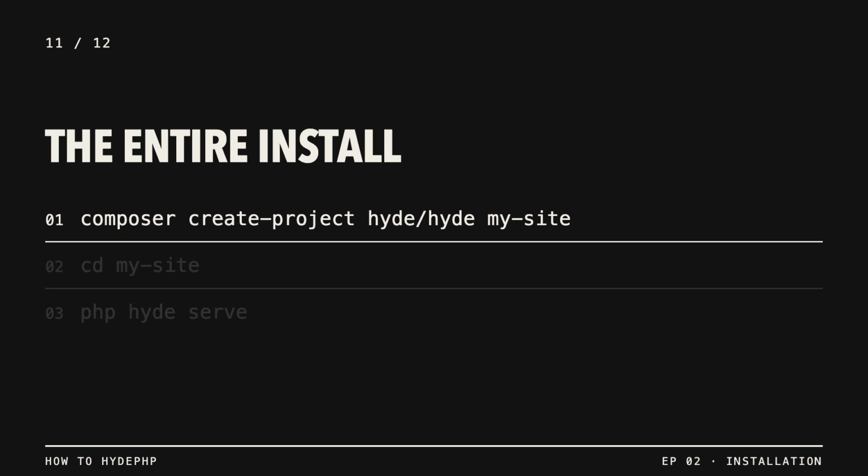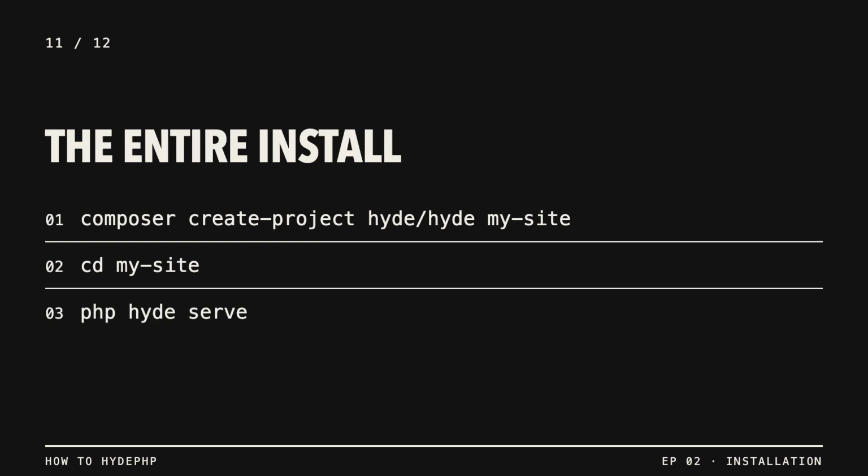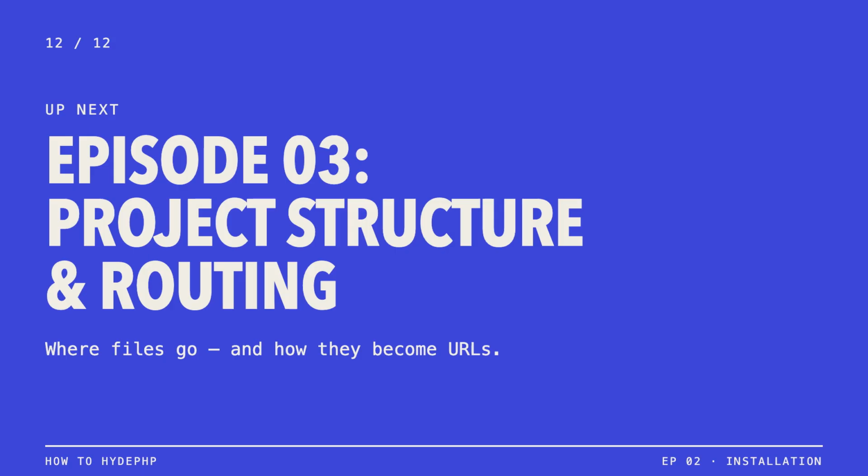3 commands: composer create-project to create the site, cd to step into it, and php hyde serve to run it. In episode 3, we'll take a tour of the project you just created and see how placing a file becomes your site's routing, with no root files at all.